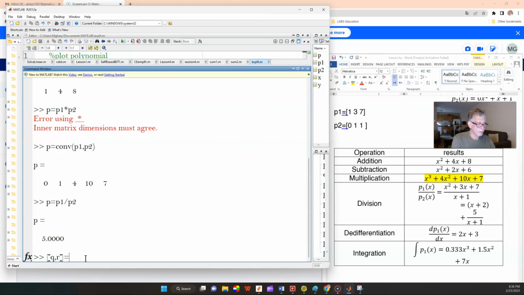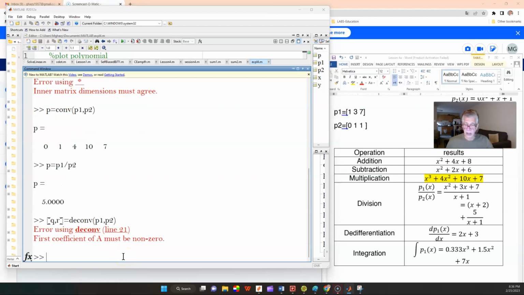Equal, and this time you have to write deconv. That means it's going to divide P1 and P2. So MATLAB will understand you are going to divide P1 by P2, and the result will be stored in Q, and the remainder of the division will be R. If there is no remainder, it'll give you R equals 0. All right, so if you do that and hit enter, oh, there's an error using deconv. So what do you think the mistake is? Or I'll tell you.